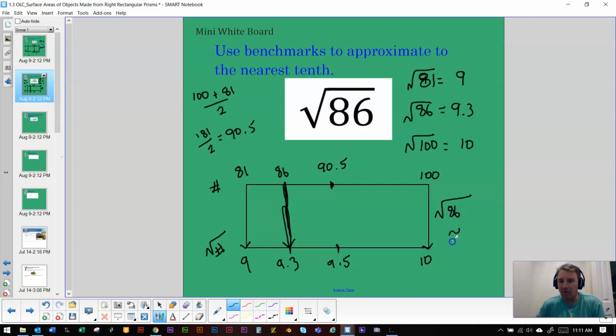So the square root of 86 using this method, we got about 9.3. Let's check the answer on our calculator and see how close the square root of 86 is. 9.27. So we're going to round 9.27 to 9.3, which means our estimate using both methods this time was extremely good, with no calculator.